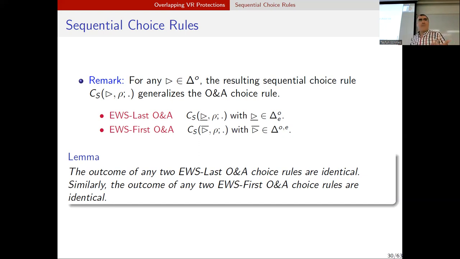Now, the lemma is that there is no difference between any two members of either class. There is no difference between the outcomes of EWS last over-and-above mechanisms among themselves. Same thing for EWS first over-and-above. So in that sense, EWS last over-and-above is a well-defined statement. The sequence of the ones in the middle, the scheduled classes, doesn't matter among themselves. Okay, so that's the lemma.